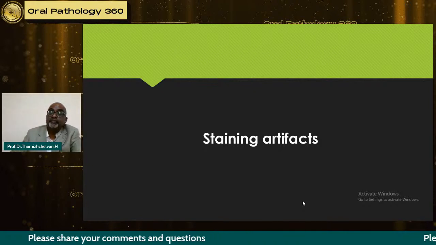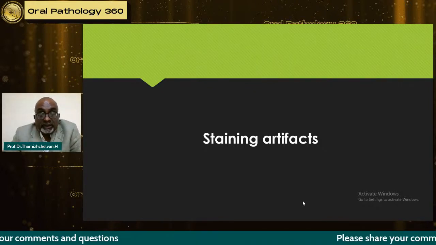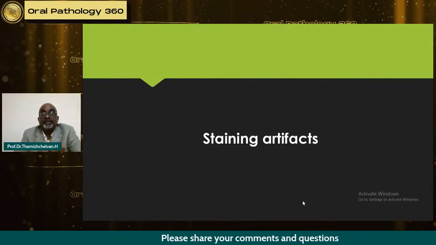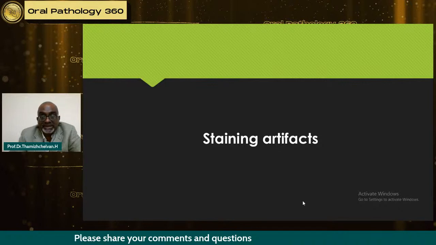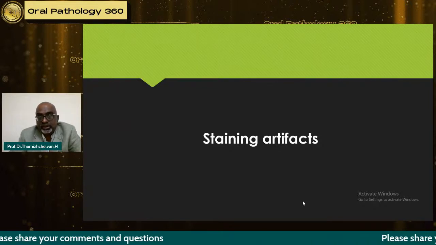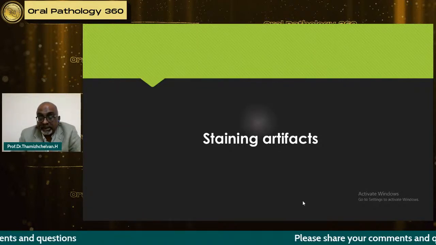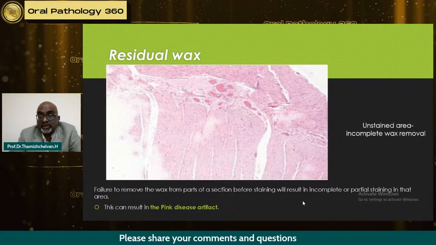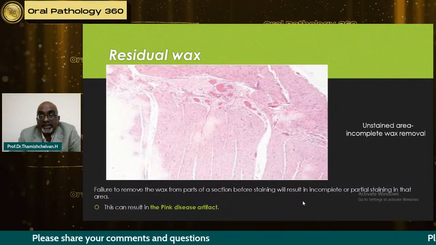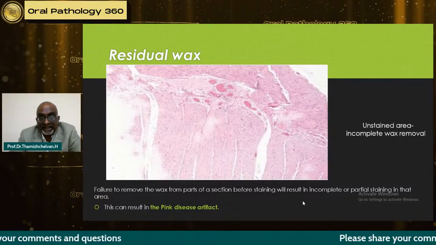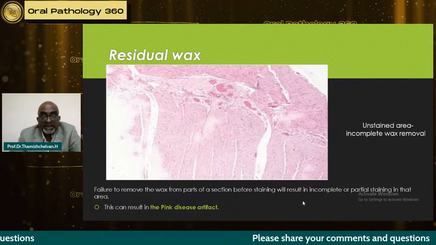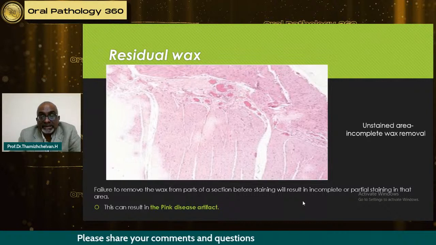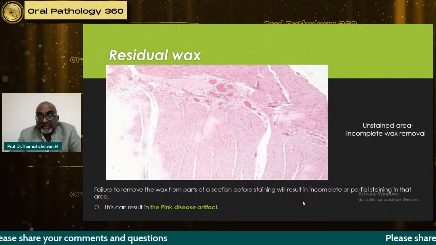Now comes a major problem, staining artifacts. The technician gets time to go out and wants to finish off before leaving, to hand over the specimens to the PGs so that they can take them to the pathologist. Here the problem takes place. When the wax is not properly removed, you have an incomplete wax area. If incomplete wax is still remaining there, you have an unstained area. This takes place because of wax being left, and this can give a problem like pink disease artifact.